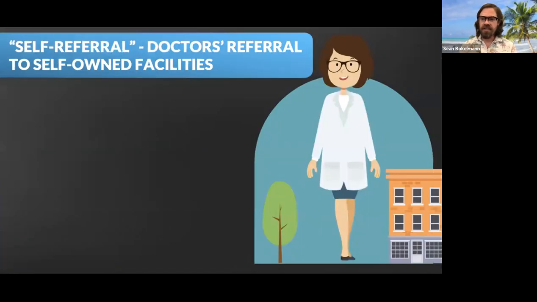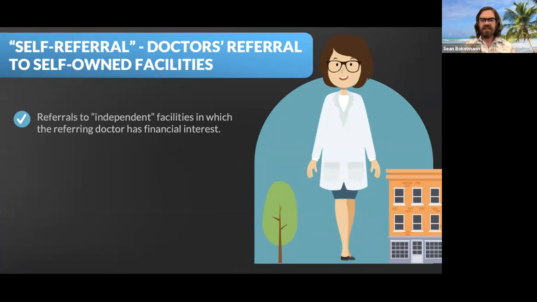There's another issue related to this fee splitting idea, and that's the scenario where the doctor refers the patient to a practice that they have a financial interest in. In other words, they're owners of whatever practice or facility the doctor refers the patient to, right? So the referrals are to "independent" facilities, but they're not really independent. That's why it's in quotes, because the doctor owns a fraction or all of the business that the patient is referred to.